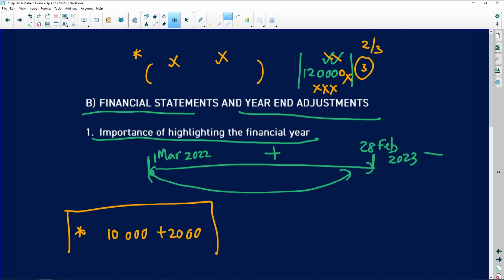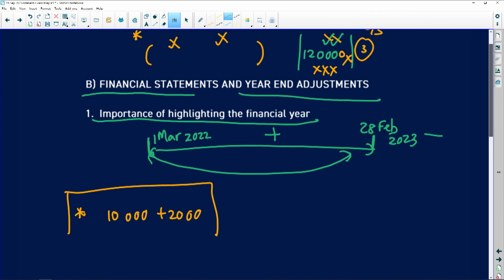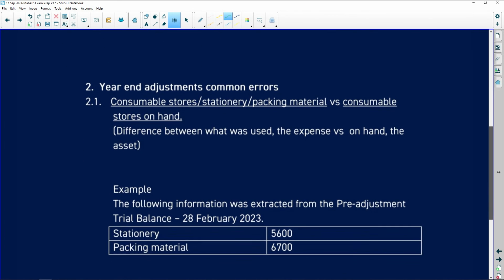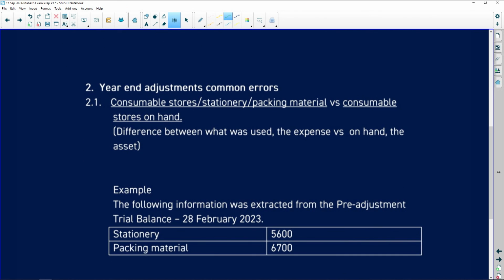Okay, right, if we move on, now we're going to talk specifically about year-end adjustments, common errors. Right, I think before we start with the first error that we pick up, let's take a quick ad break. I've gone through quite a bit already.